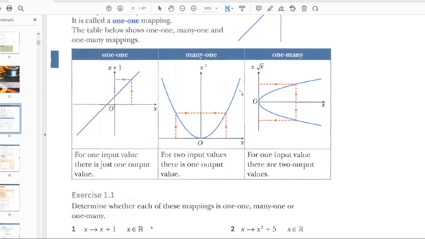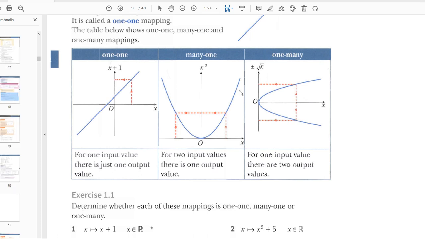Okay, here we go. See this diagram. The first graph is 1-1, and if you see these two lines below the graph, you can read: for one input value there is just one output value. Input value means x, output value means y. So if the function is 1-1, then its inverse exists. Otherwise, if the function is not 1-1, or many-1 or 1-many, then the inverse does not exist. So in order for the inverse of a function to exist, our function must be 1-1.